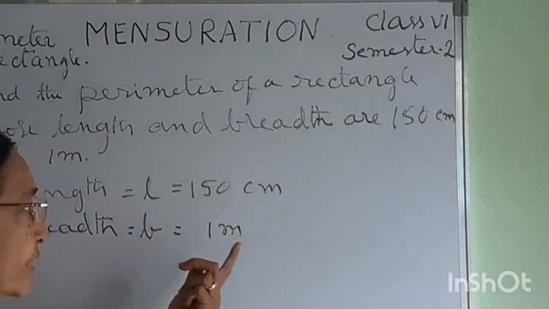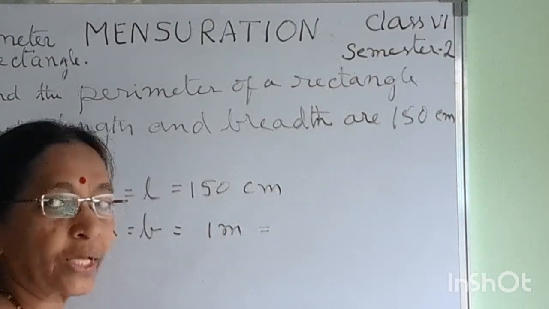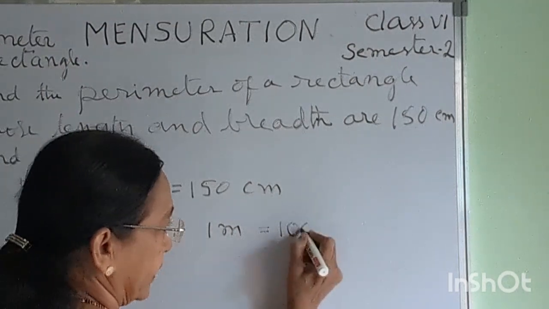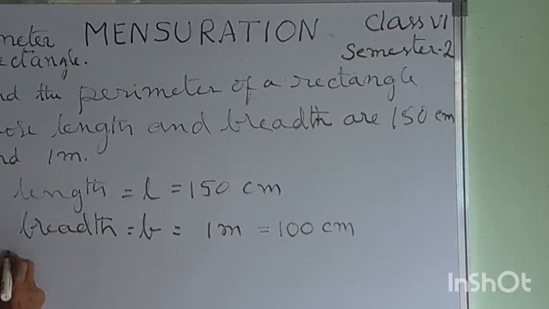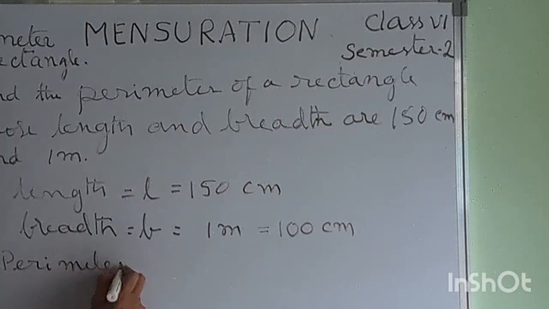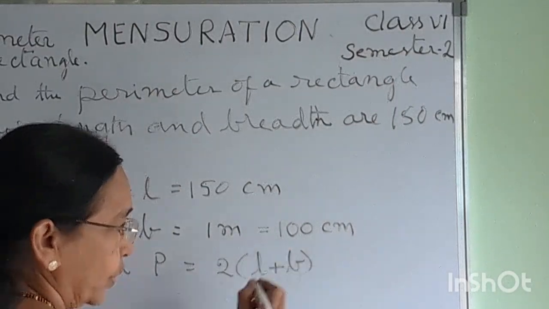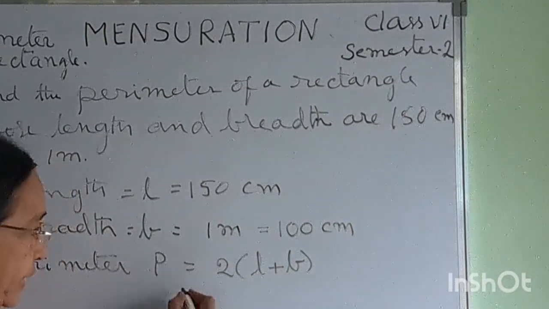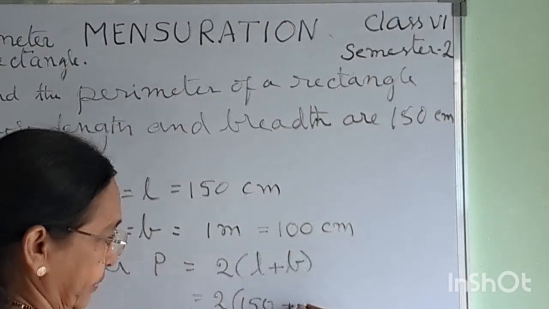But as the length is given in centimeters, we have to convert this also into centimeters. We know that 1 meter is equal to 100 centimeters. Therefore, breadth is equal to 1 meter is equal to 100 centimeters. And the formula for the perimeter of the rectangle is perimeter of the rectangle is equal to 2 into L plus B. So, we will simply substitute the values of L and B and find the perimeter. That is equal to 2 into L 150 plus B 100 centimeters.